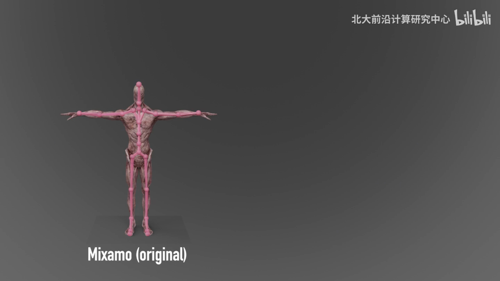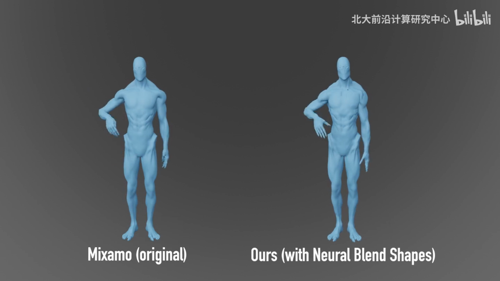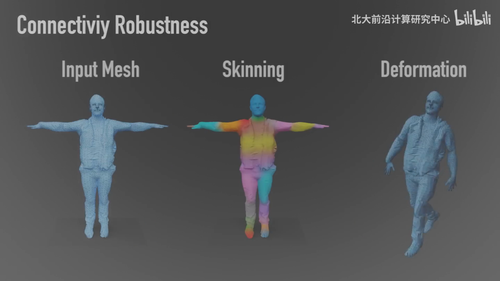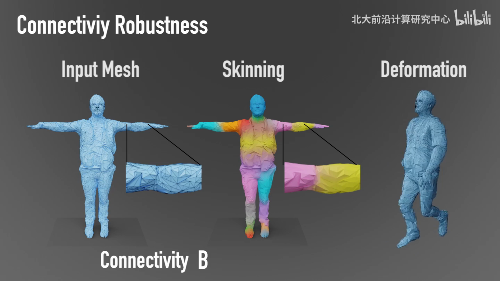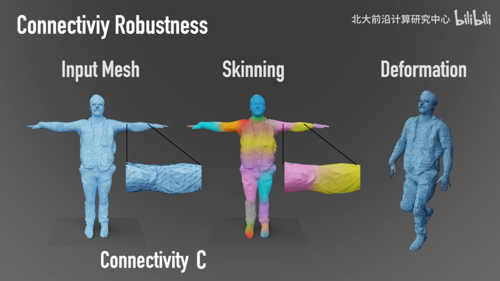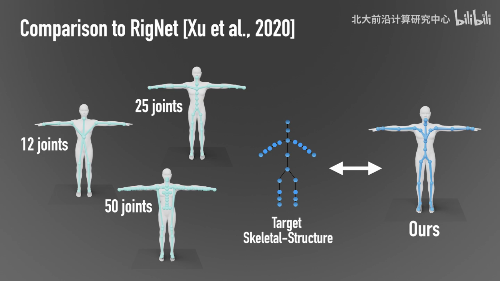With a single forward pass, we can even modify the skeletal structure of existing animations and improve their deformation quality. Our framework is also robust to variations of mesh connectivity and accurate in estimating deformations with stability. We compare our method to RigNet, which outputs an arbitrary skeletal structure, so it's not directly possible to animate the output skeleton with mocap data.